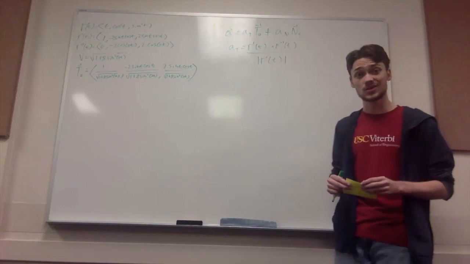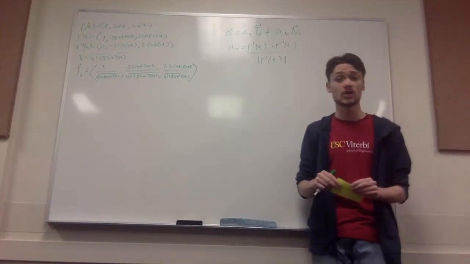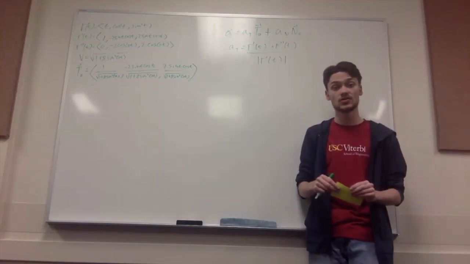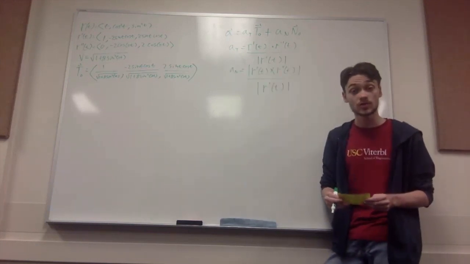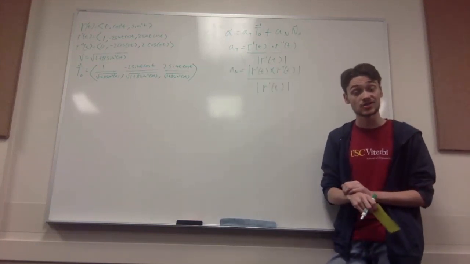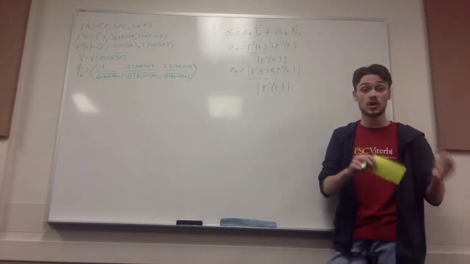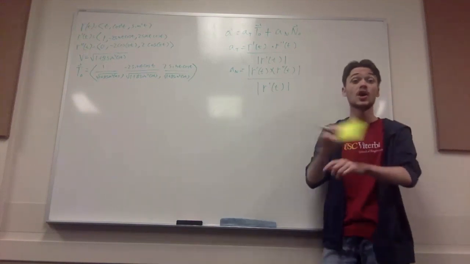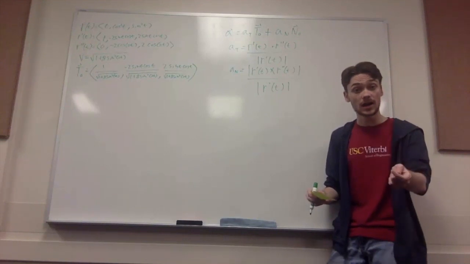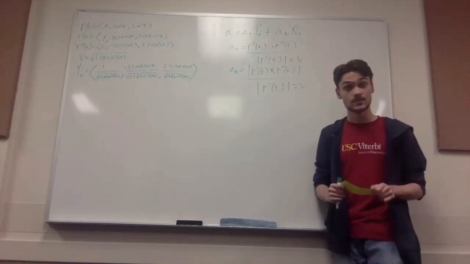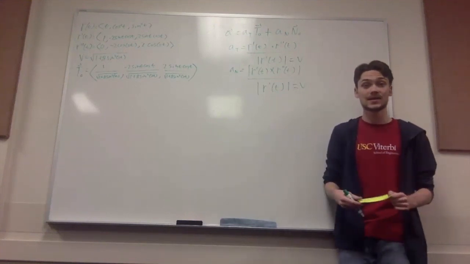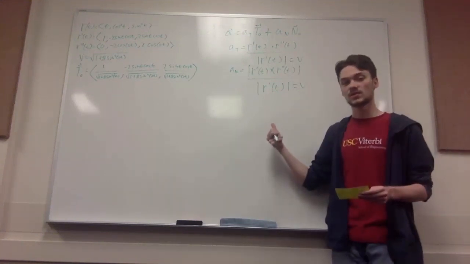Which, as it turns out, is equal to r prime dot r double prime over the magnitude of r prime. Now, the acceleration in the normal direction is going to be given by the magnitude of the cross product of r prime cross r double prime over the magnitude of r prime. Notice how both of these values in the denominator can be written as v, because v is, of course, the magnitude of r prime. This is something that we can solve for.